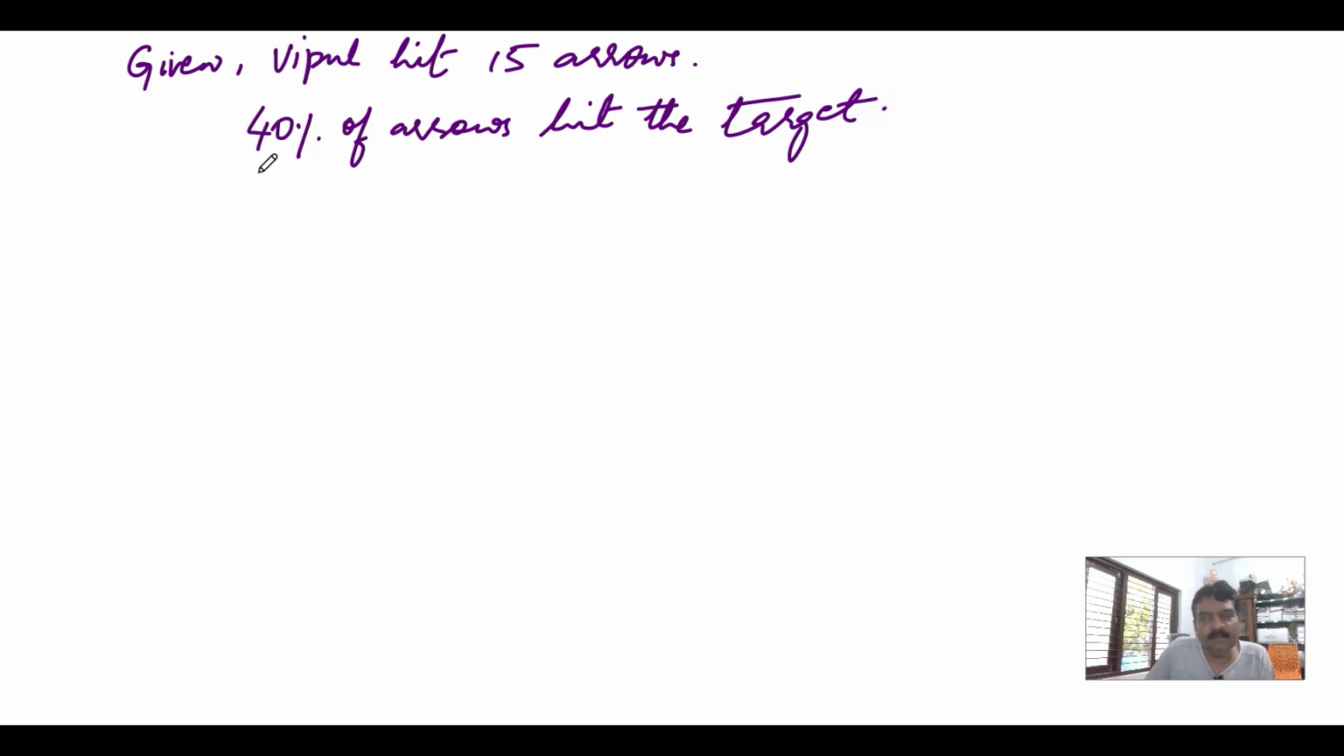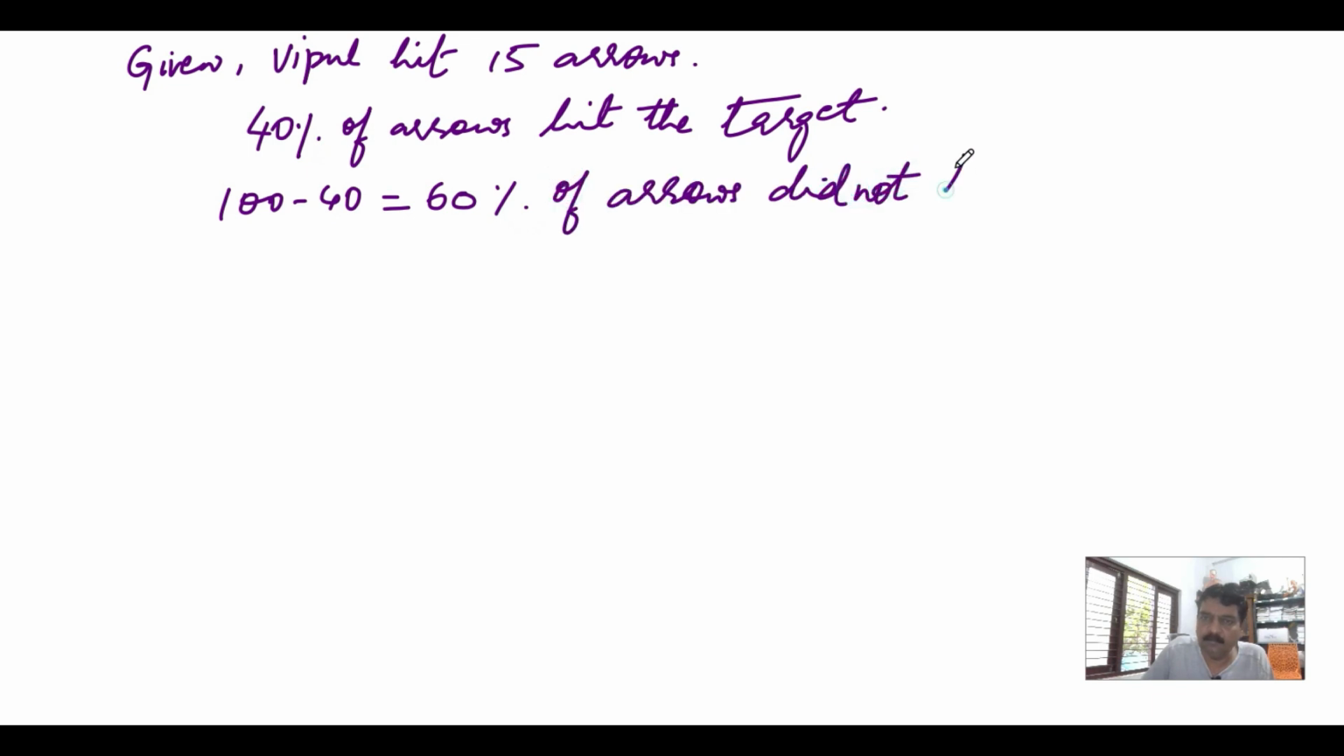40% hit the target means what? Remaining percent did not hit the target. So 100 minus 40 is how much? 60%. 60% of arrows did not hit the target. Now we'll see how many number of arrows. 60% of arrows means 60% of 15 arrows.